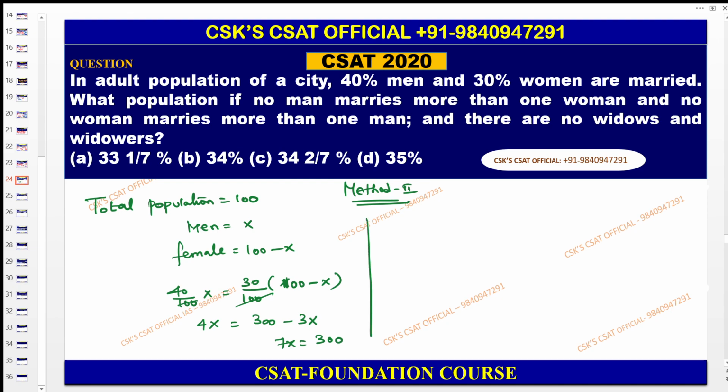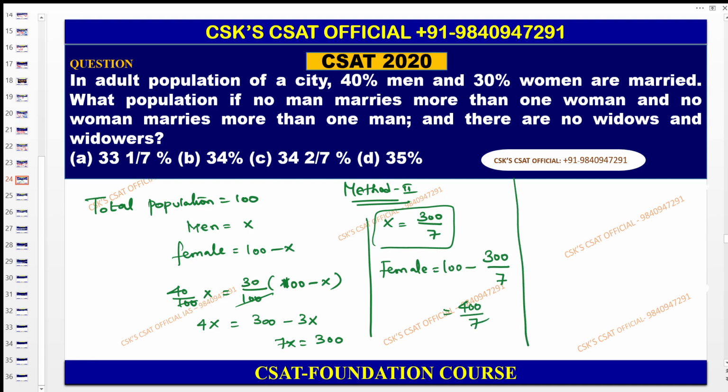Then automatically x is equal to 300 by 7. Substitute for the female here. So 100 minus 300 by 7, which is equal to 400 by 7. Now easily you can find the ratio. So here 300 by 7 is to 400 by 7, the 7 cancels. Now automatically you can calculate. We have found the number of men and the number of females.